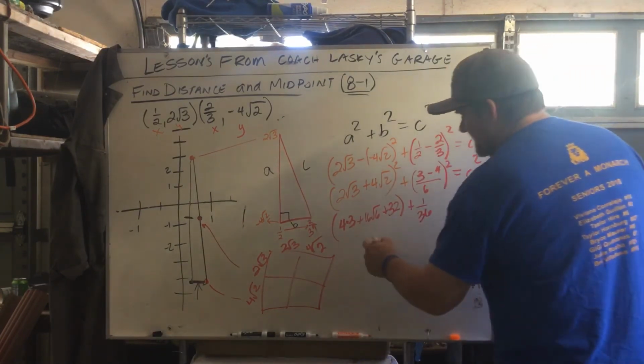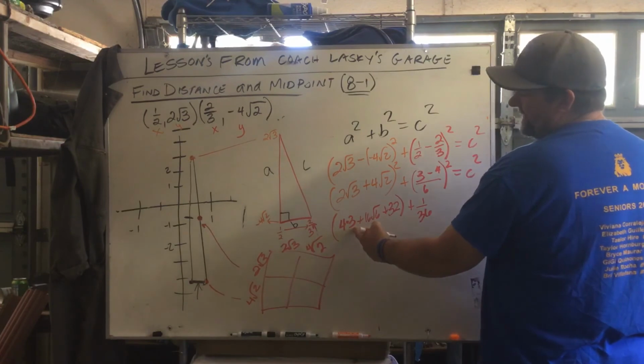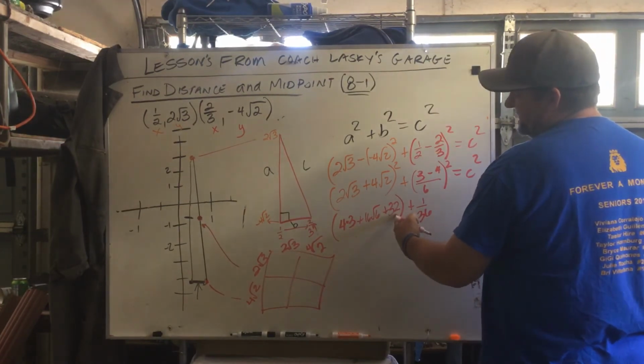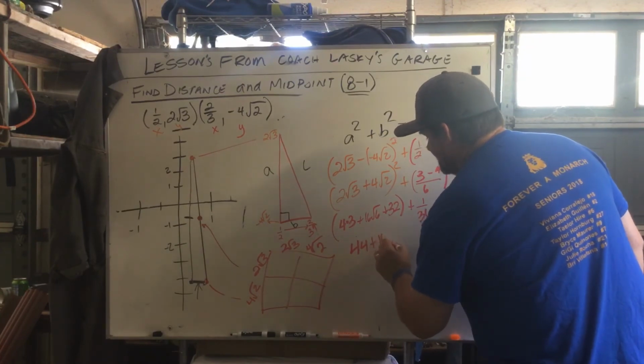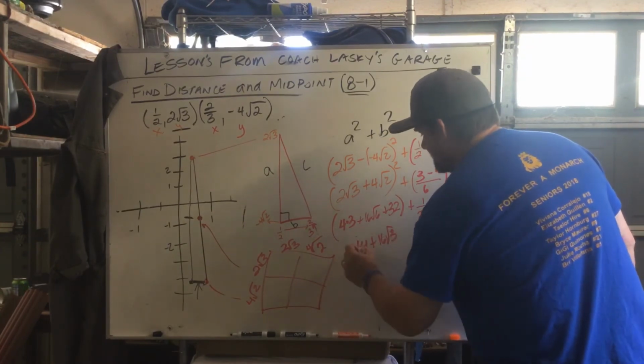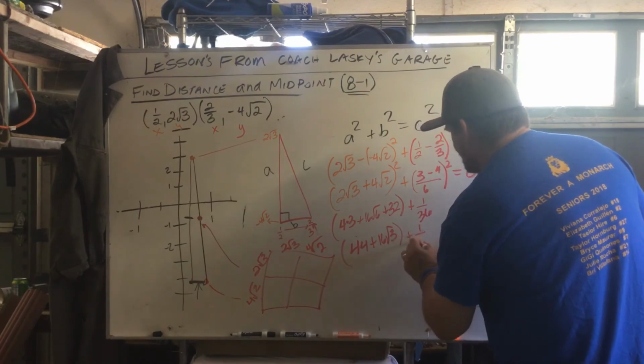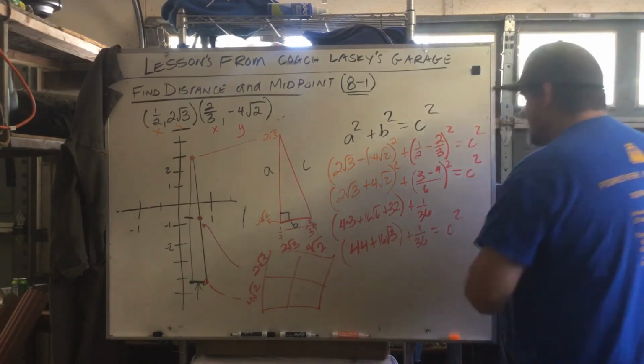So let's clean this up. 4 times 3 is 12. 12 plus 32 is 44 plus 16 root 6 plus 136 equals c squared.